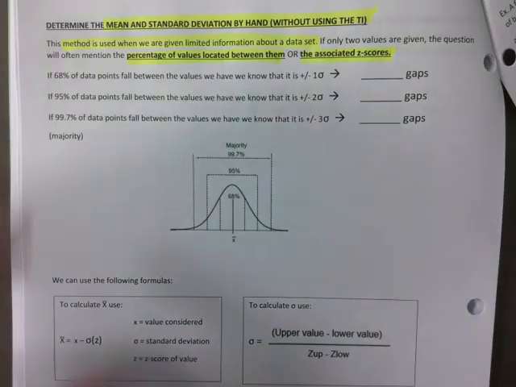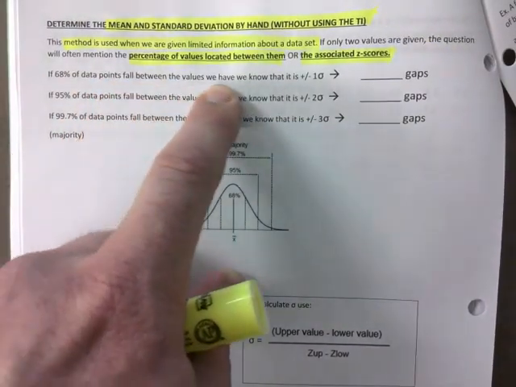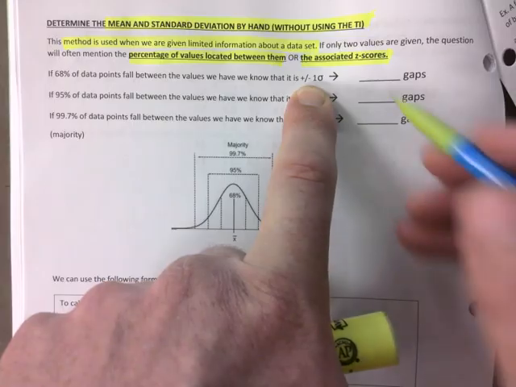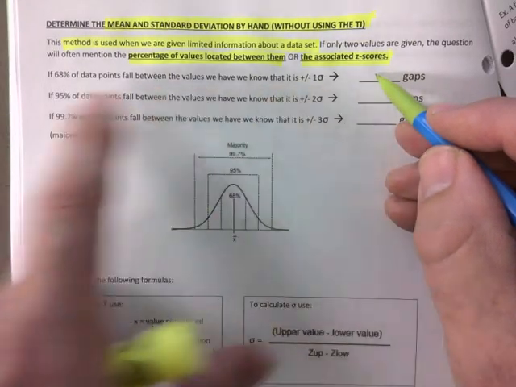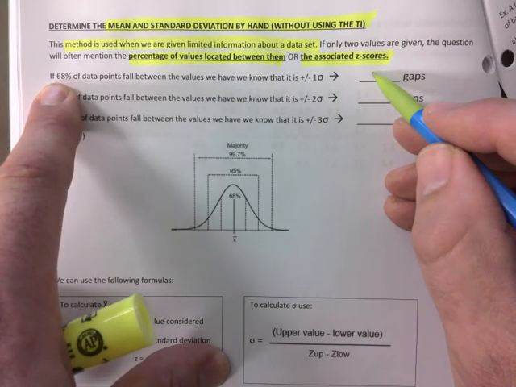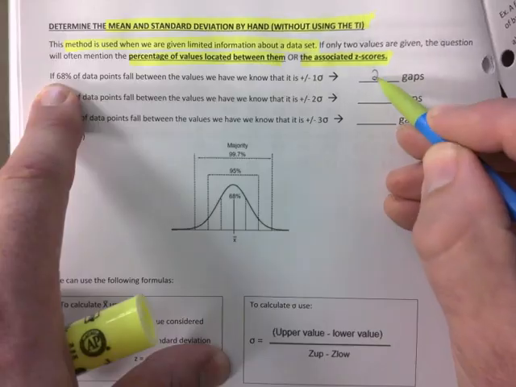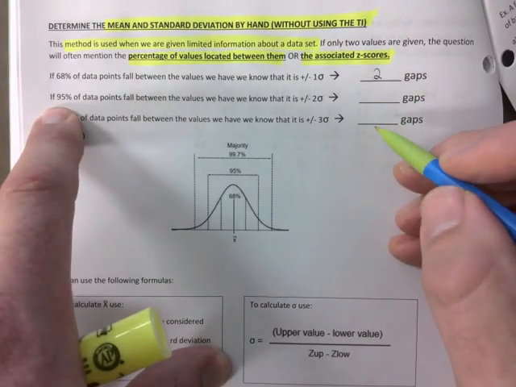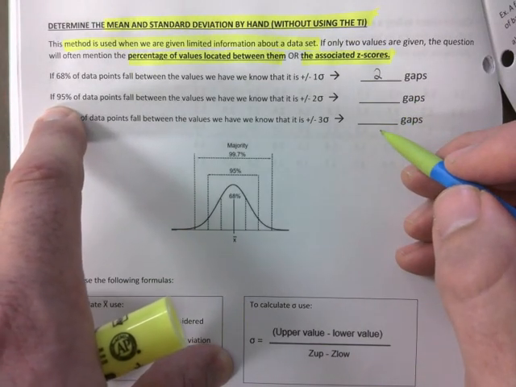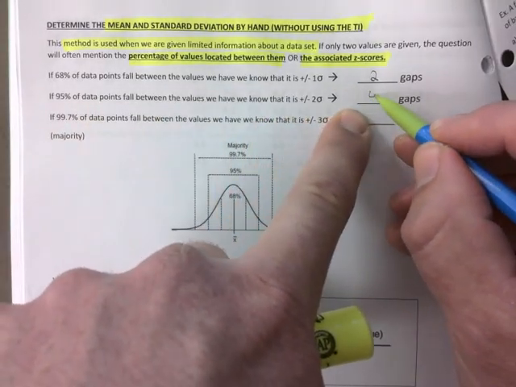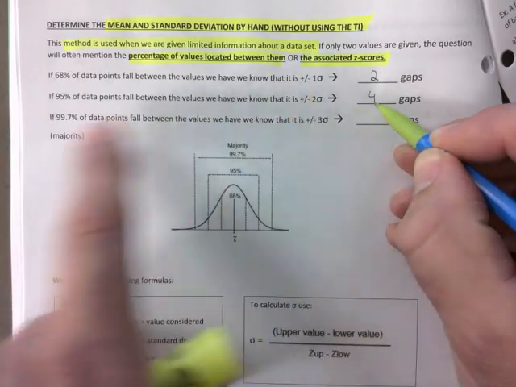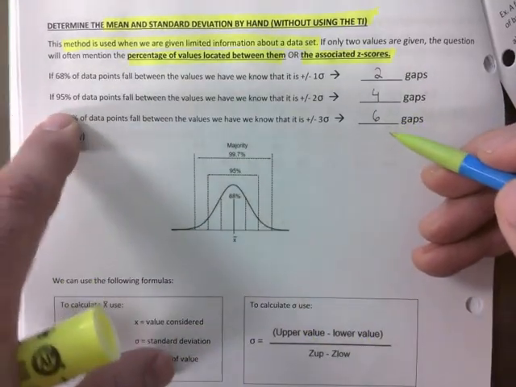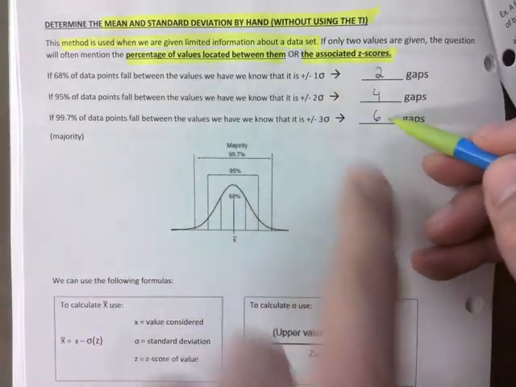Okay? If 68% of data points fall between the values that we know, then obviously it's plus or minus 1 standard deviation. How many gaps would there be in between the values if we know 68% is in between them? There are 2 gaps. One to the left, one to the right. If you're told 95% of data is in between the 2 points you're trying to find, there will be 4 gaps. So these are pretty straightforward. You've already seen them. Or 6. So 2, 4, 6. If you recognize these percentages, you know it's 2, 4, 6.